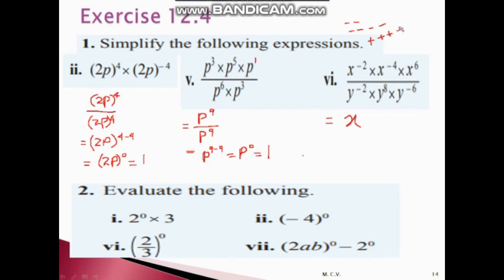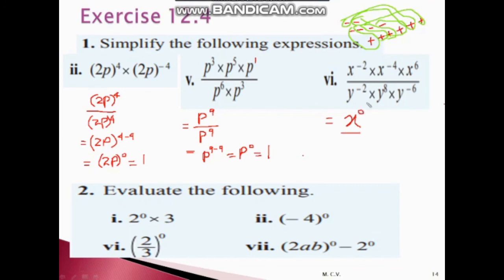If we represent minus 2, minus 4 and plus 6 this way, we can cancel plus with minus, cancel each pair. So you can cancel all the plus and minus here. If you cancel all the plus and minus, then the answer should be x to the power 0.